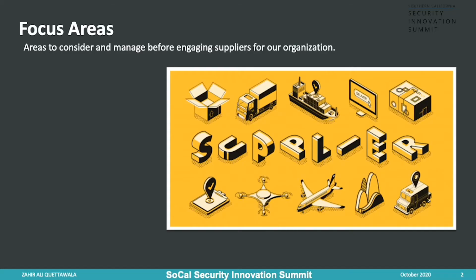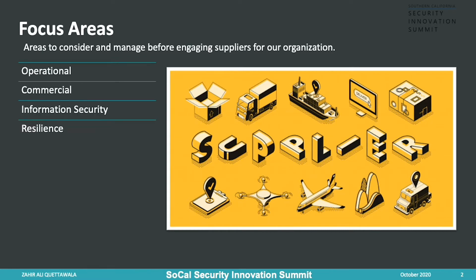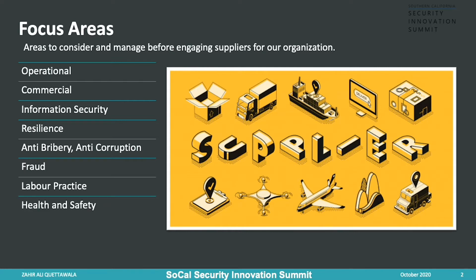So moving to my next slide, we will first focus on the areas which I'll cover today. First, the operational area, and the items to consider in terms of operational. Then we'll speak about commercial, then information security and resilience, and then anti-bribery and anti-corruption, fraud, labor practice, health and safety, environmental practice, and last but not the least, trade controls.